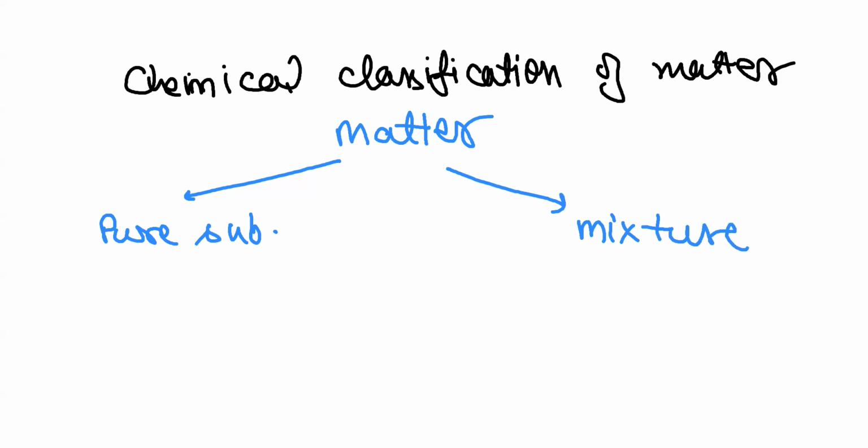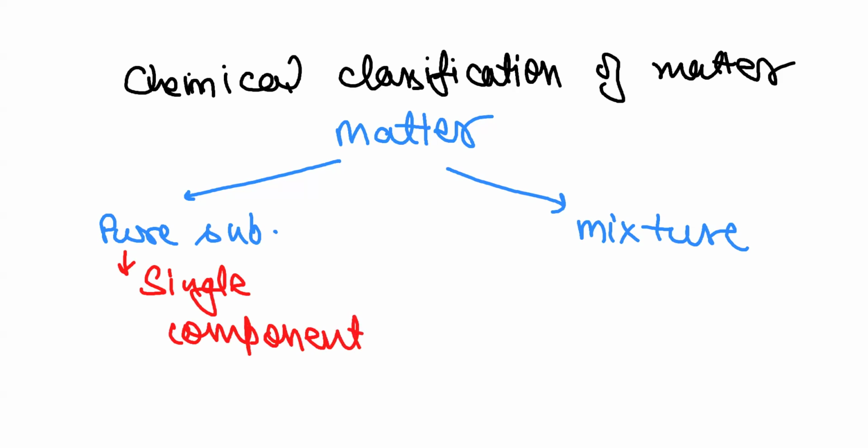What is a pure substance? Pure substances are substances which have their own qualities without any other substance mixed into them. It is only a single component. Like if you have salt in your hand, that is pure. If you have sugar in your hand, it is pure. If you have water in your hand, it is a pure substance. A single component is a pure substance.